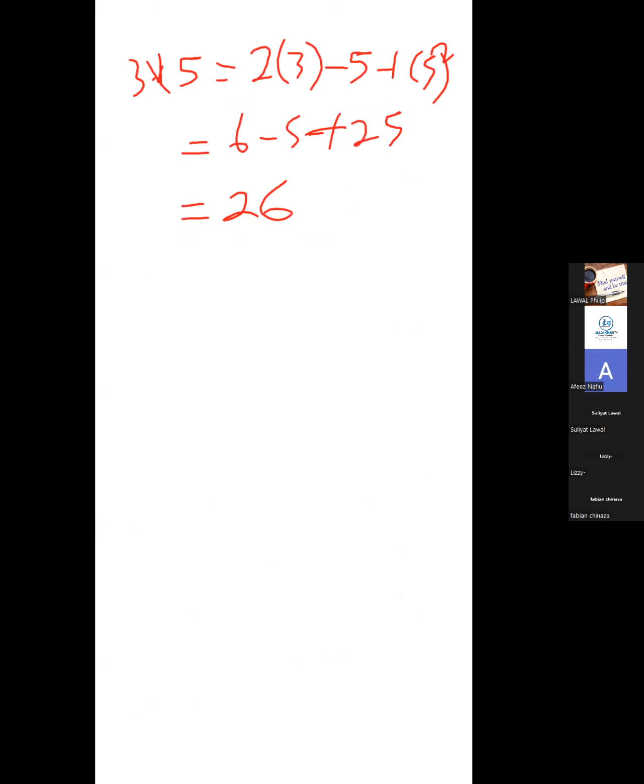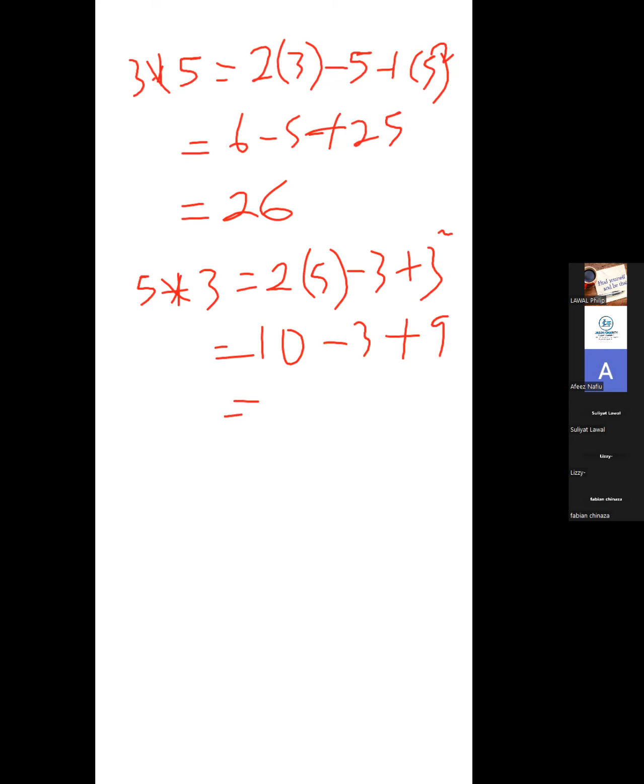Now let us interchange. 5 star 3. That will give me 2 into 5, minus 3, plus 3 squared. So what I now have is 10 minus 3 plus 9. 10 minus 3 is 7. 7 plus 9 is 16. So you can see now that for this, it is not commutative. So we say star is not commutative. That's the binary operation, not commutative.